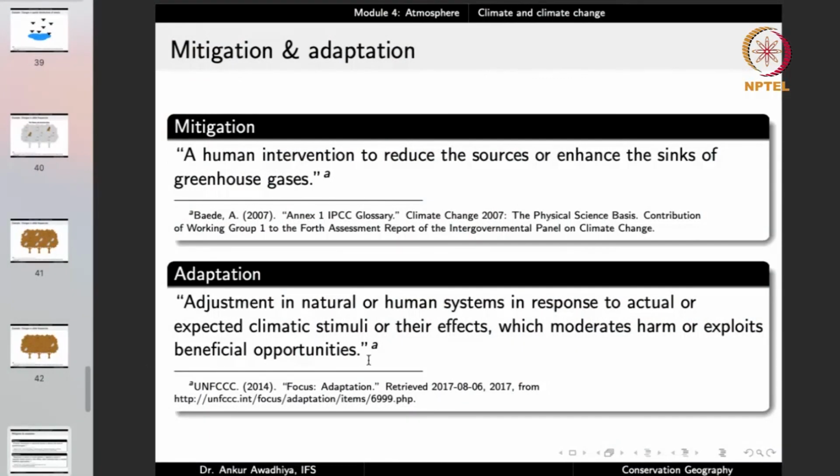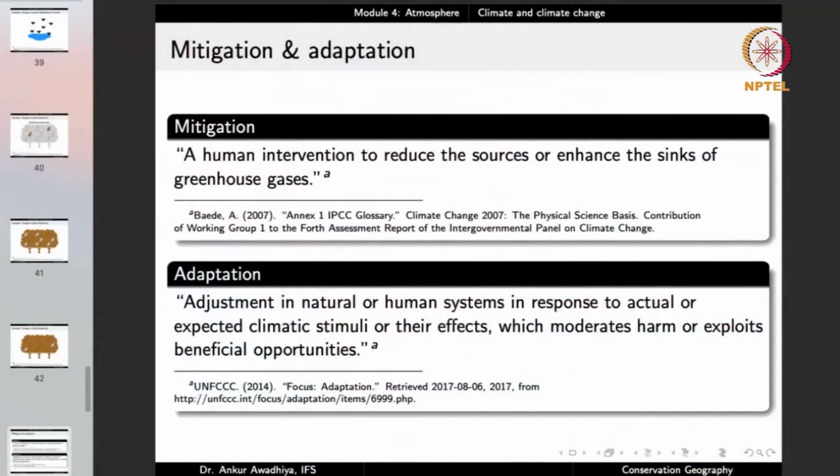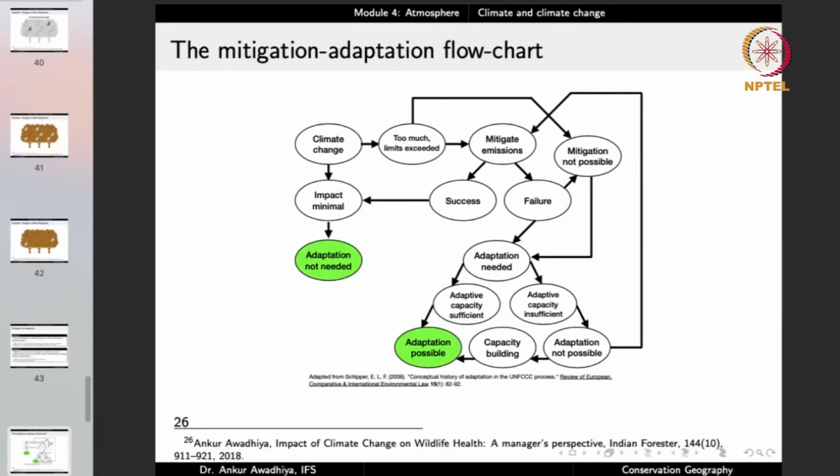So that is a response to an expected effect, which moderates harm or exploits the beneficial opportunities. So we are trying to reduce the harm or even to make use of the beneficial opportunities. So as an industrialist, if I think that more and more air conditioners will be installed, let me make profit out of it. Let me have one more unit that makes air conditioners so that I can have more profits, I can exploit this opportunity, which is a beneficial opportunity in my eyes. So that is adaptation.